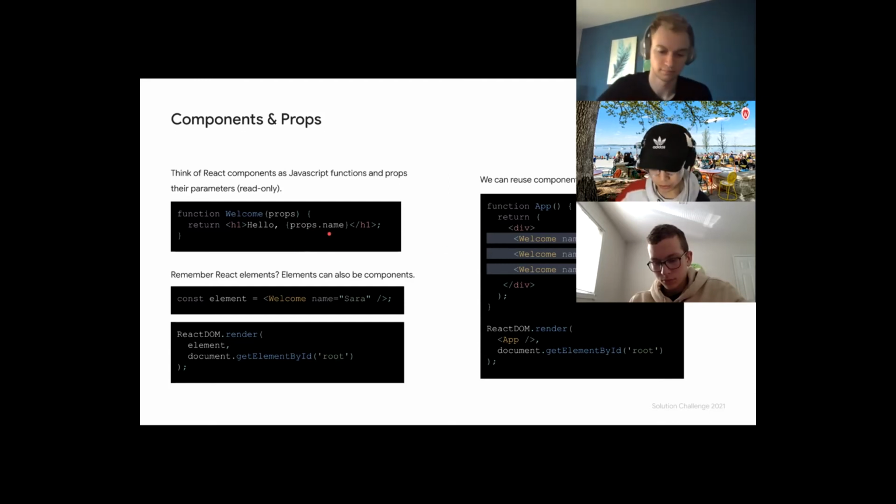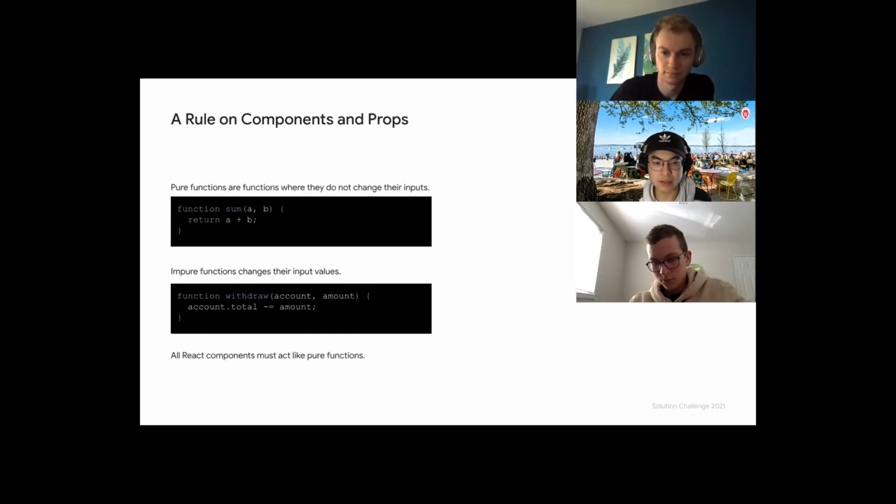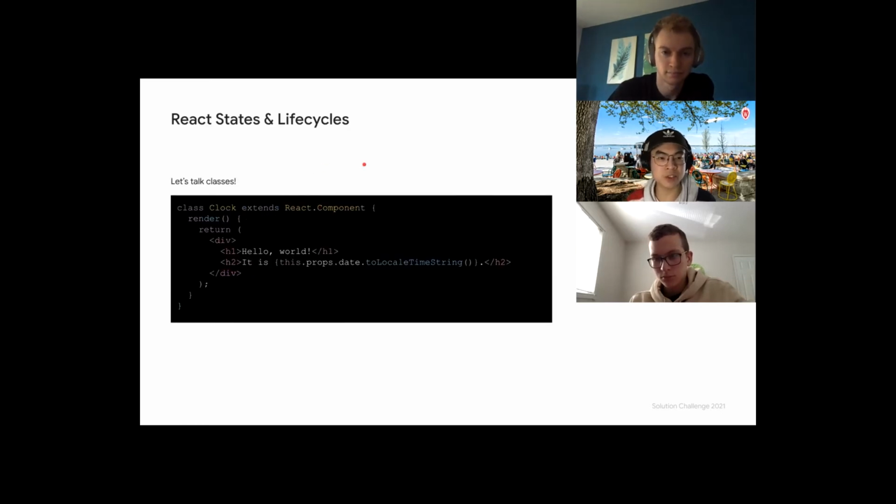Because we want to create web apps that are interactive and sometimes depend on user input. So we want UI components on our website to be dynamic and can change, basically. So that's where states and life cycles come in.